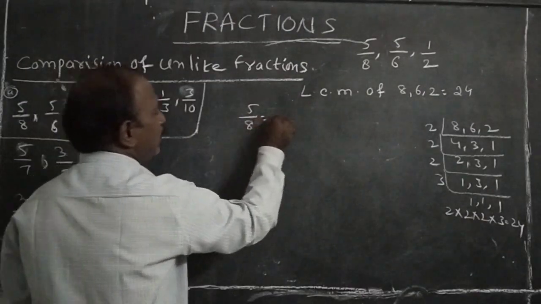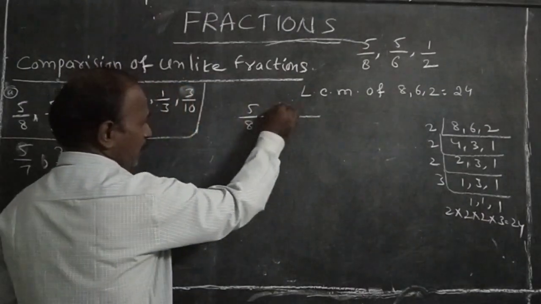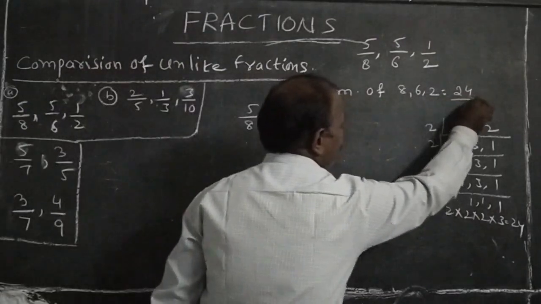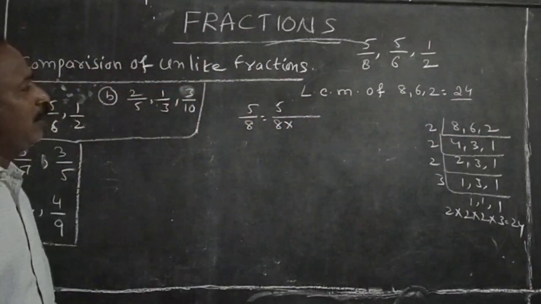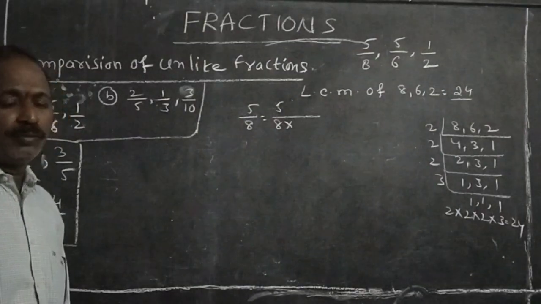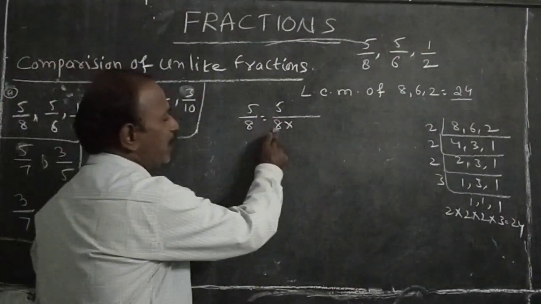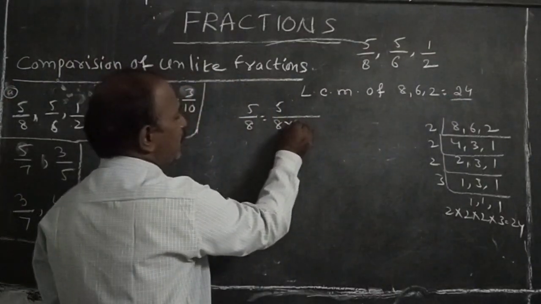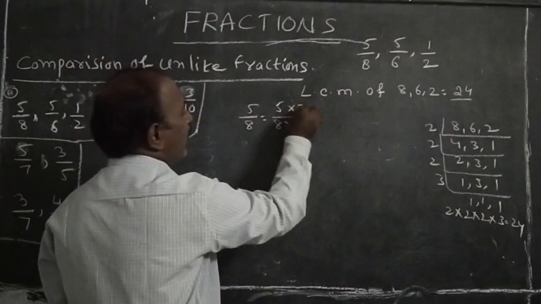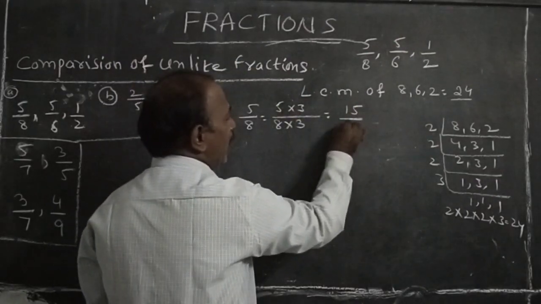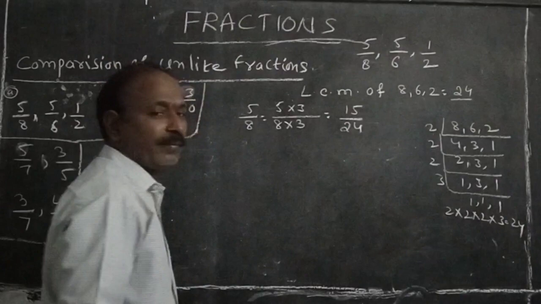5/8. Convert this denominator to 24. That is, we are changing the given unlike fractions into like fractions. So, equalize the denominators. In the 8 table, 24: 8 threes are 24. That is 5 into 3. Equivalent fractions: 5 threes are 15 by 8 threes are 24.